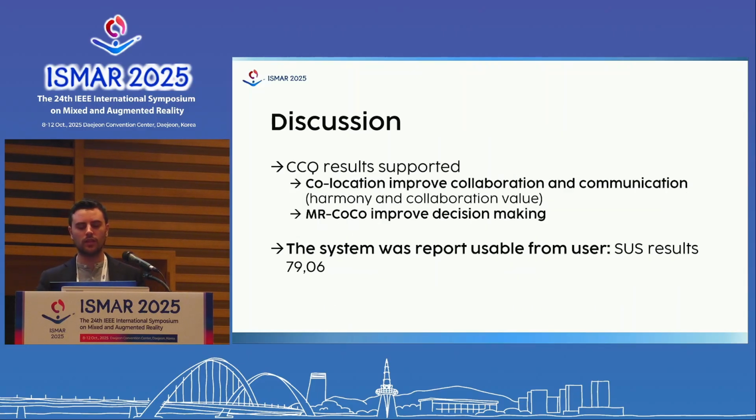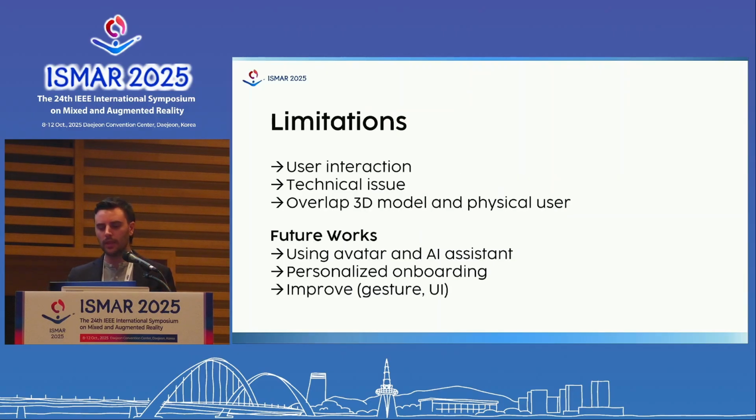The CCQ results support the hypothesis that co-location improves collaboration and communication, and that MRCOCO enhances the decision-making process. However, the system has some limitations, like the interaction and technical issues related to the overlap of 3D models with the physical user. For future work, we will improve the gesture interaction, implement the avatar, and implement the virtual assistant.